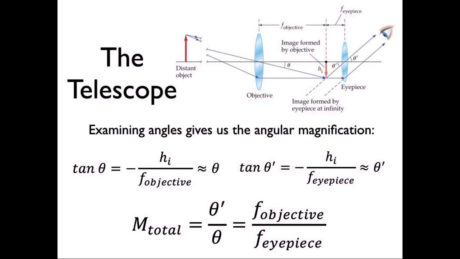The tangent of that angle is that ratio, but that's approximately equal to theta since we have a large distance and therefore a very small angle we're dealing with. Over here in the eyepiece, theta prime, a different angle, is the ratio of the image height to the focal length of the eyepiece. But again, that is theta prime approximately with small angles. The total magnification then is the ratio of those two angles, but that's just the ratio of the focal length of the objective lens to the focal length of the eyepiece lens. Again, this is an approximation, but it's a pretty good approximation when the angles are small.